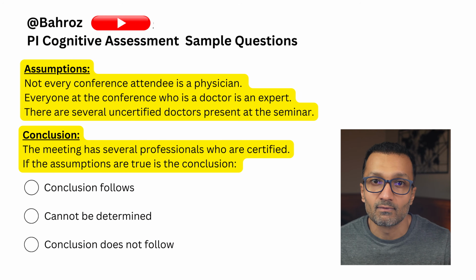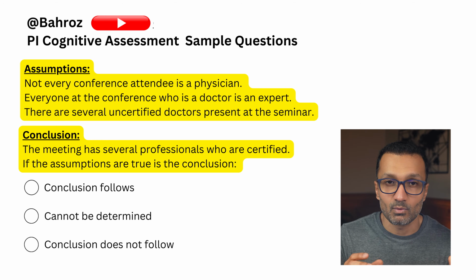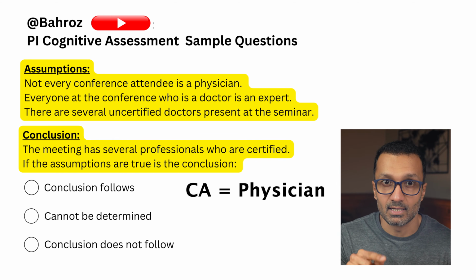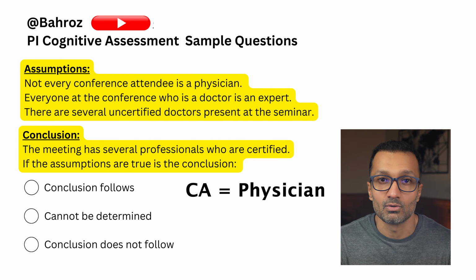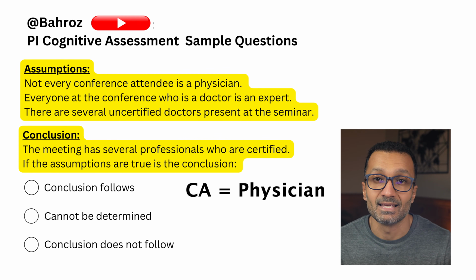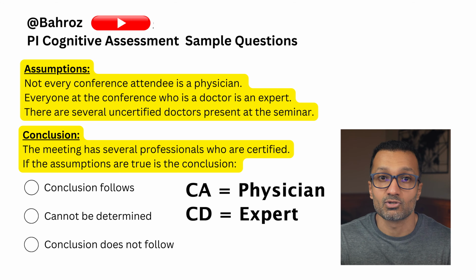Not every conference attendee is a physician. Everyone at the conference who is a doctor is an expert. So here what I want you to do is write it down in an equation. Not every conference attendee is a physician, so conference attendee CA is not equal to physician. Everyone at the conference who is a doctor is an expert, so conference doctor CD equals an expert.